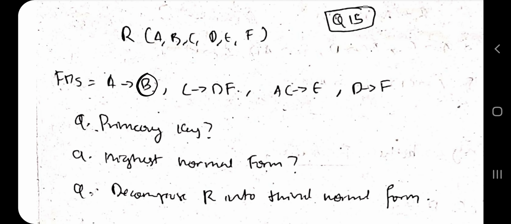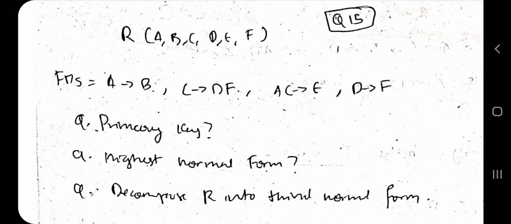So B is single, D and F are also single, E is also single. What multi-valued means is that F would have some other subsets also. It doesn't have any subsets, so it's in the first normal form. What about second normal form? Second normal form, it is not there.